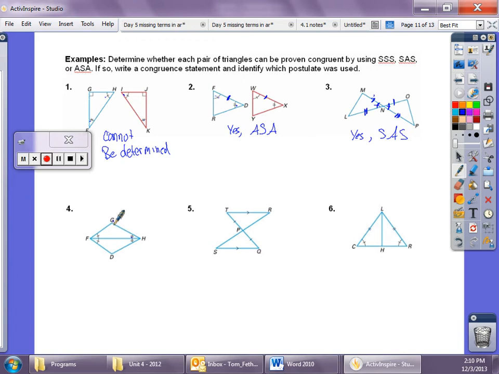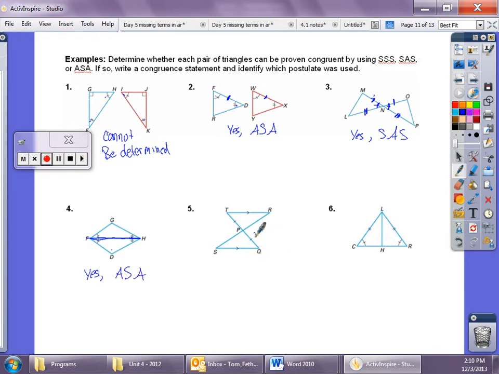With this one, it gives us two angles. Well, we know that the third angle is congruent, but we don't have an angle, angle, angle. But what we know is that this side is congruent to itself. So yes, we have angle, side, angle.